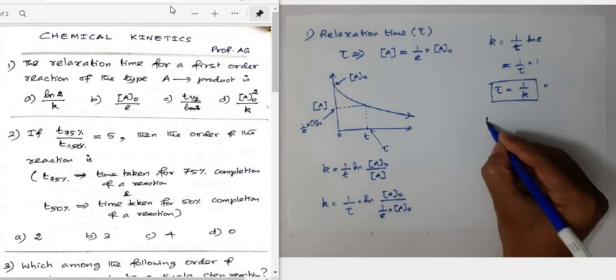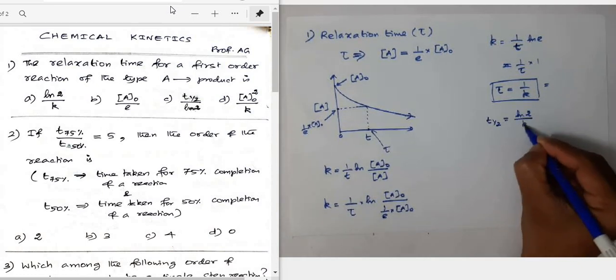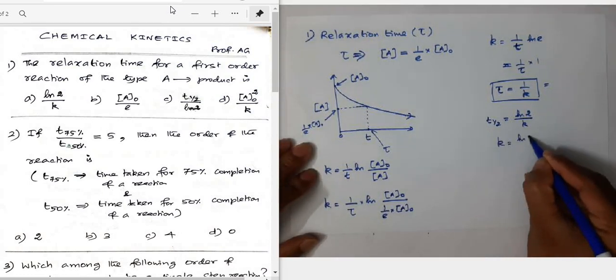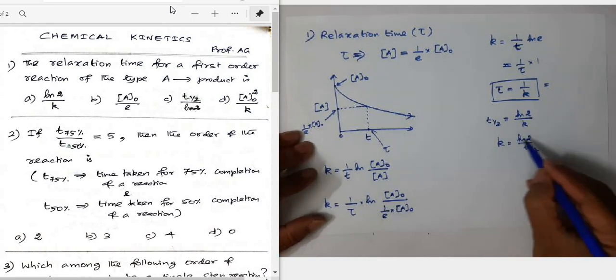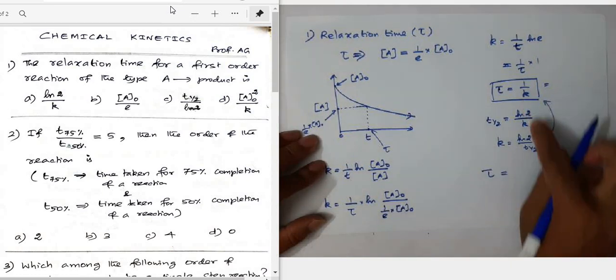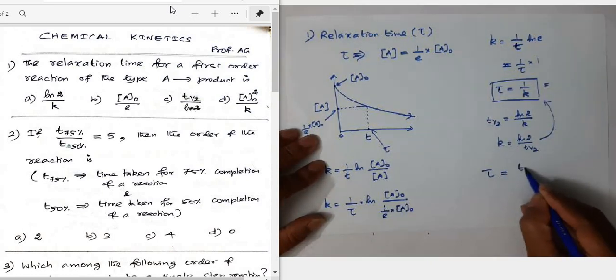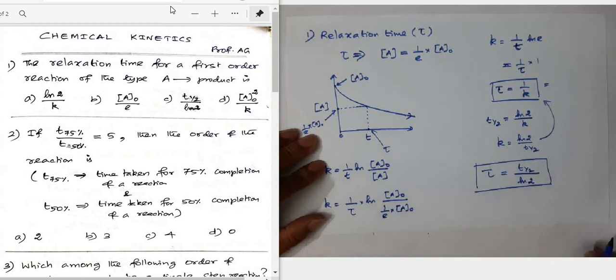You know very well half-life period is nothing but ln 2 by K, or K is equal to ln 2 by half-life period of the reaction. If I substitute this K value here, what will I get? The relaxation time tau equals, in the place of K I'll put ln 2 by T half. So T half will go to the numerator, you will get T half by ln 2, right? This is the expression for relaxation time.